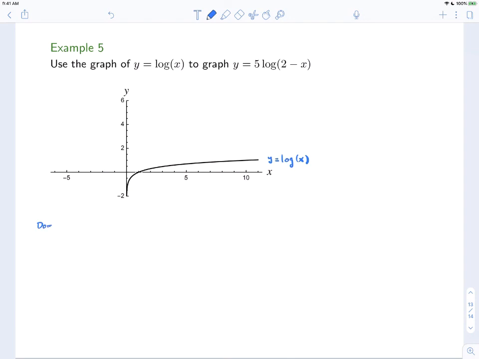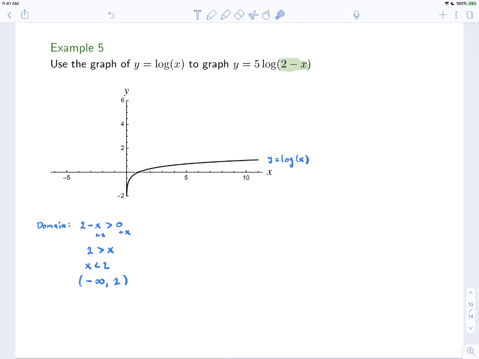So we'll start with the domain. The domain is where the argument of the logarithm is positive. So 2 minus x is strictly greater than 0. So now we're going to add x to both sides. And then we have 2 is greater than x, or in other words, x is less than 2. So now we see that the domain is going to be the set from minus infinity to 2. So in particular, that means we're going to have our vertical asymptote at 2.